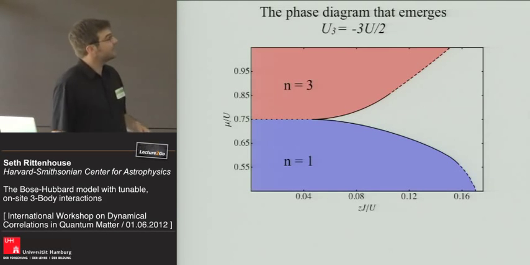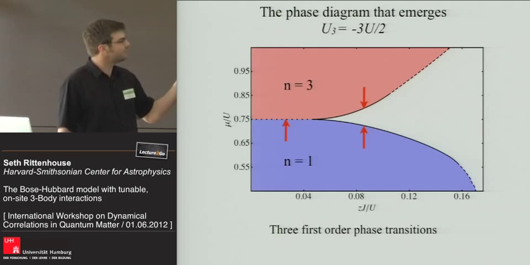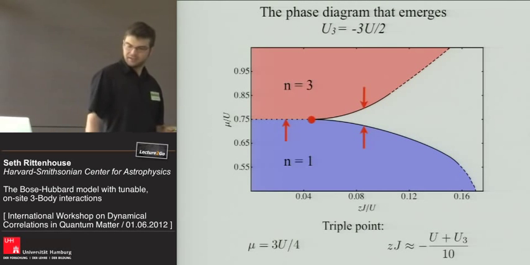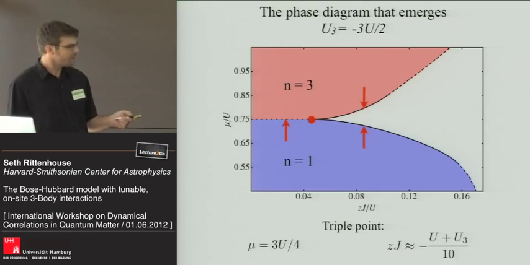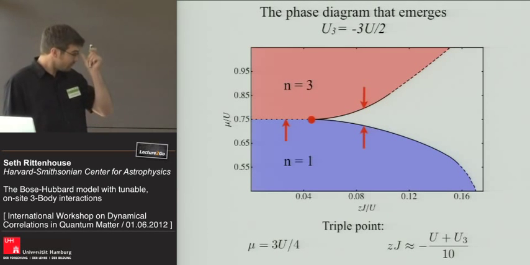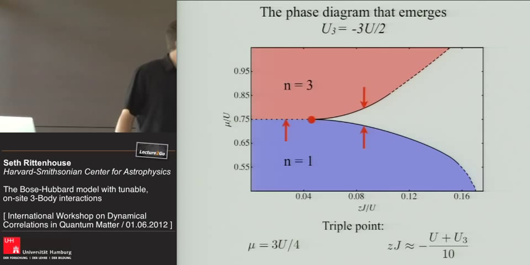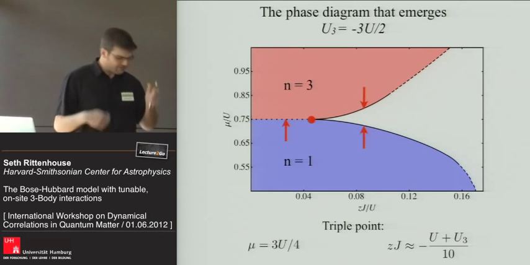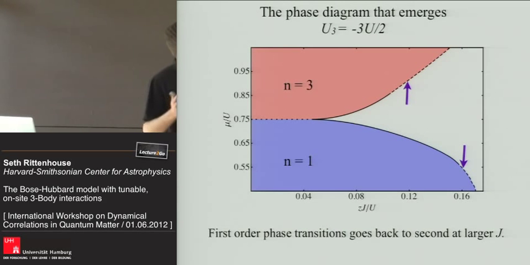So when we look at the phase diagram close up, this is what we find. We find 3 first order phase transitions, one going directly from insulator to insulator, so we make a jump from n equals 1 to n equals 3, and then 2 going from insulator to superfluid. Further, we also have a triple point, which I find quite cute, in fact, and using some approximations within the mean field picture, we can find exactly where that triple point happens, at 0.04 for this particular system, for U3 equals negative 3 halves U. And that's all good. But then eventually, if you make J large enough, you make it very favorable to start hopping around, the phase transition turns back to second order and goes back to being normal. So this is the phase diagram we've gotten at mean field theory.